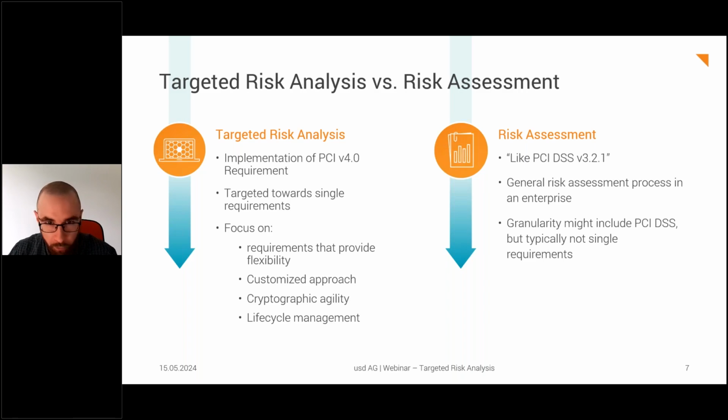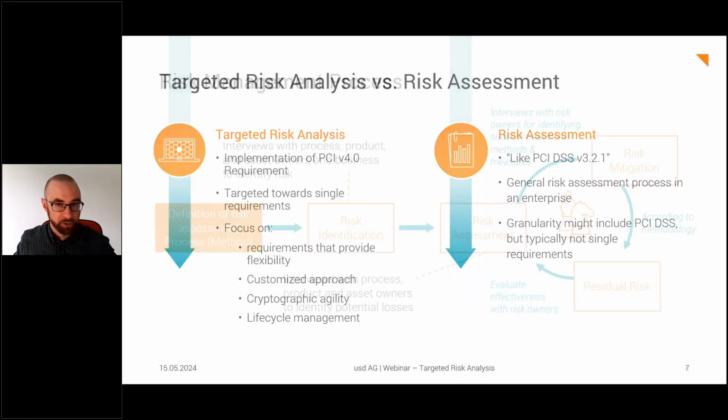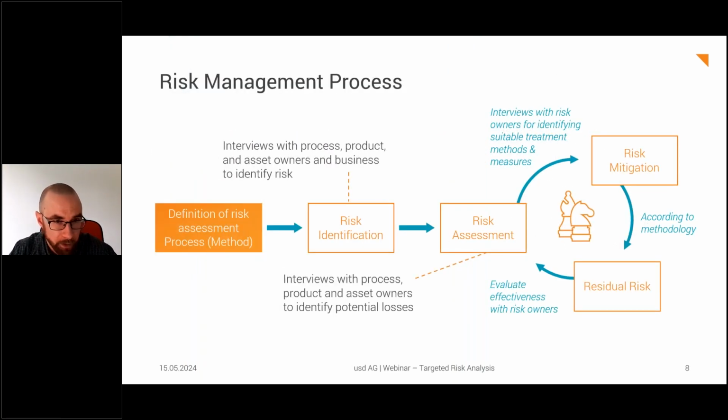The overarching risk process is not really in the scope of PCI DSS anymore with version 4.0, but really these granular, focused area targeted risk analysis parts are what PCI DSS talks about in version 4.0. Maybe to put that into some context, I have visualized the risk assessment process here.